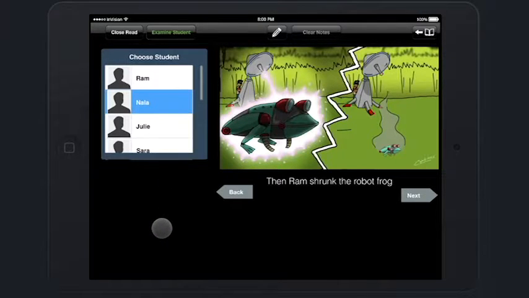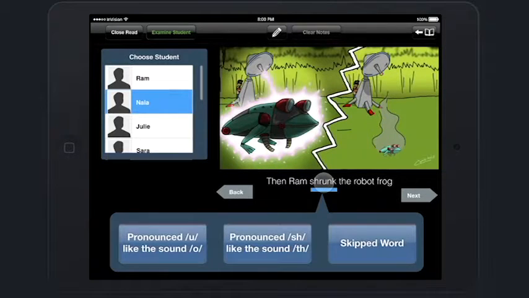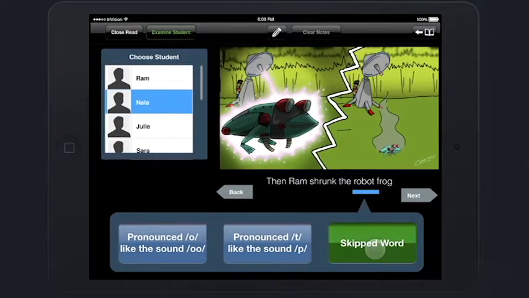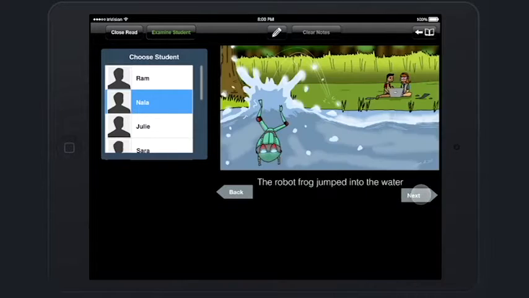Nala reads, "Then Ram shrunk the frog." The teacher uses the software to note that Nala pronounced the U in shrunk like an O sound and skipped the word robot. The teacher then asks Julie to read the next page.